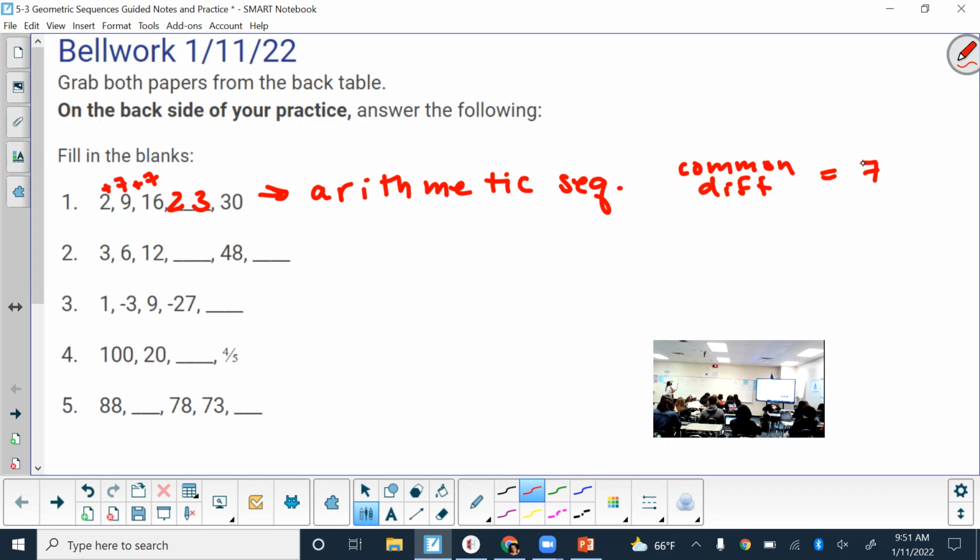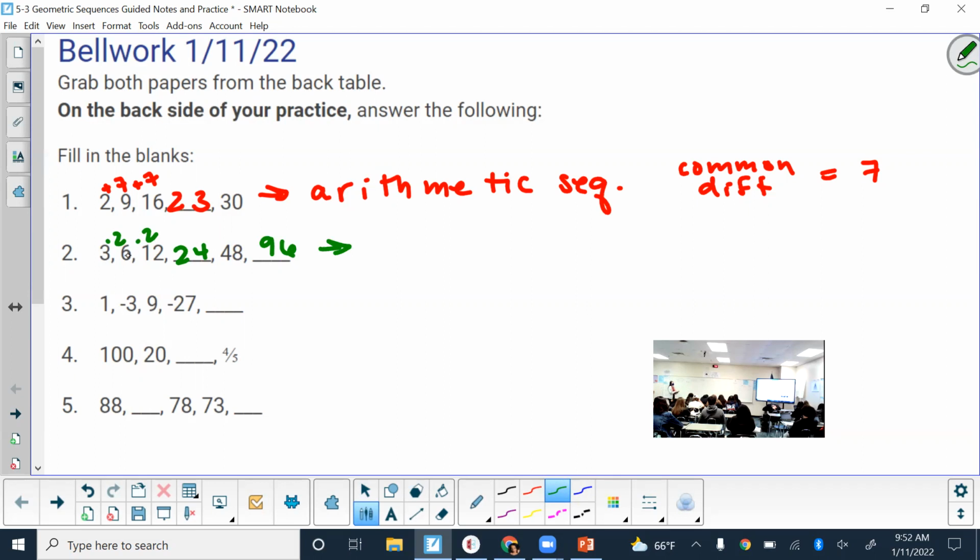Now, between the numbers in number 2, what's happening? Are we adding 3 each time? No, because 6 plus 3 is not 12. What are they doing each time? Multiplying by 2 each time. So what number fits in here? 24, good. 24 times 2 is 48. 48 times 2 is 96.